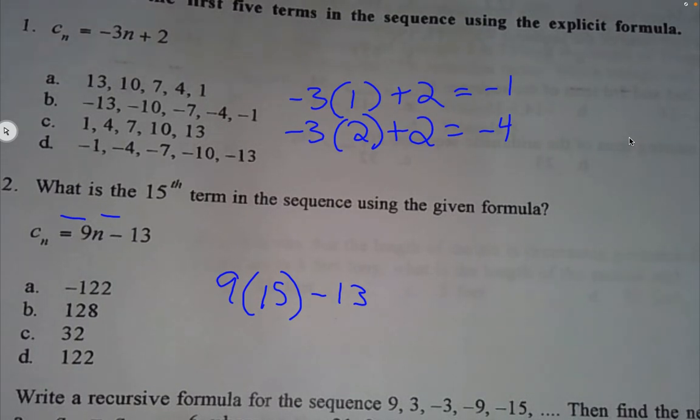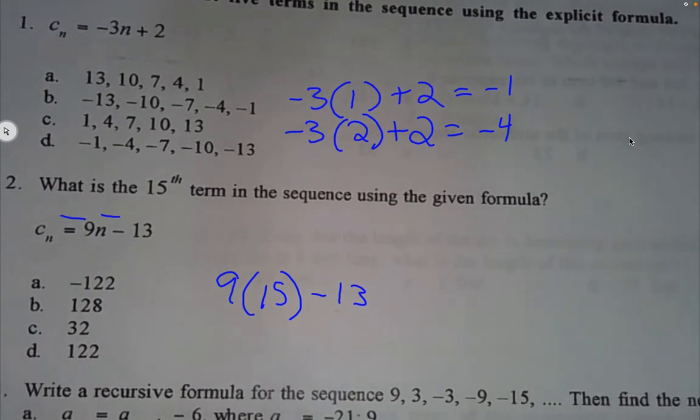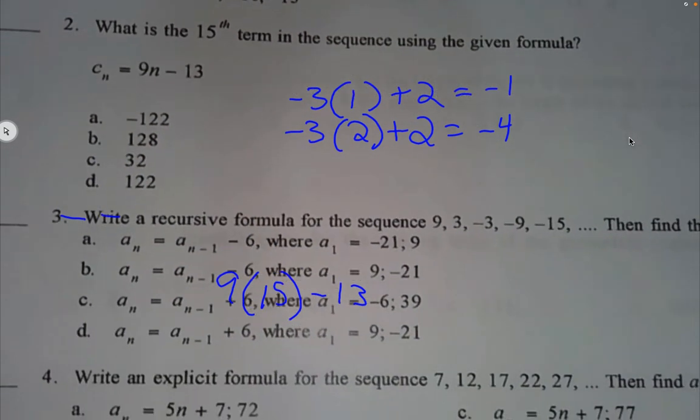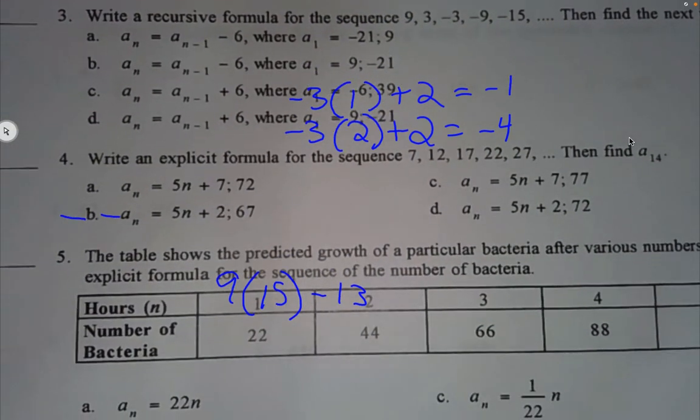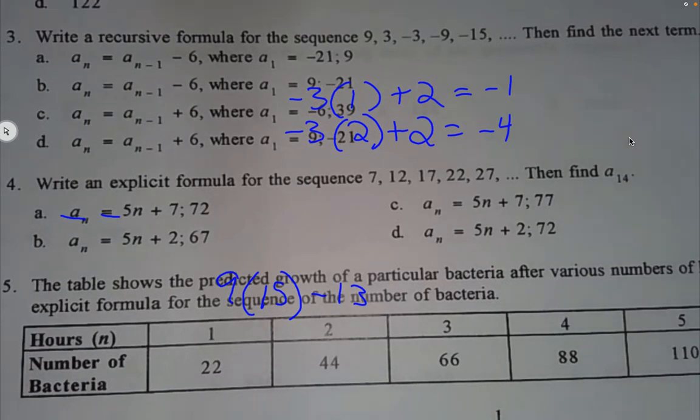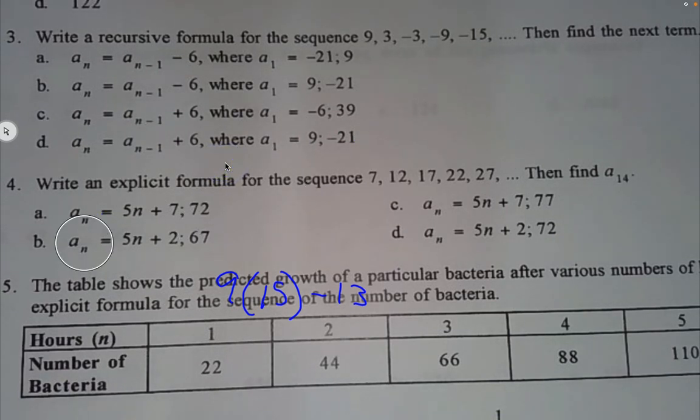Okay, also, all that up there on the board will still be up there tomorrow. So, like all that recursive stuff, explicit formula stuff. Can I erase that, or are we still needing that? I think we're good. Okay, so number 3, it says write a recursive formula for this sequence and find the next term.